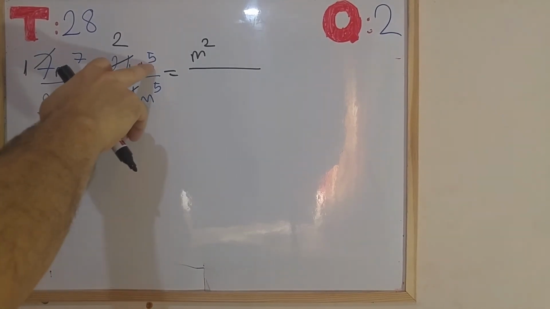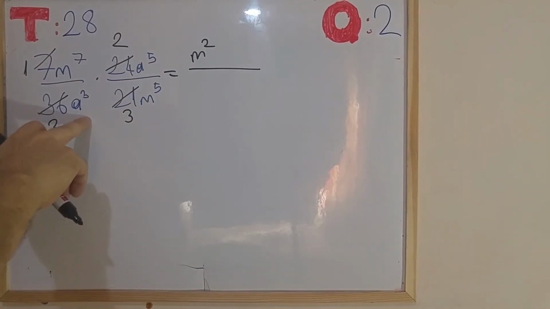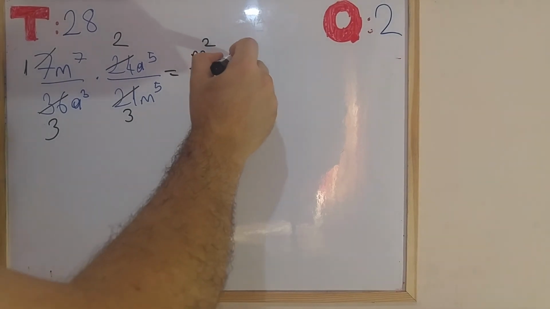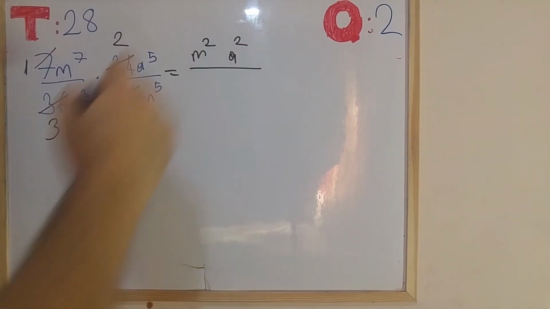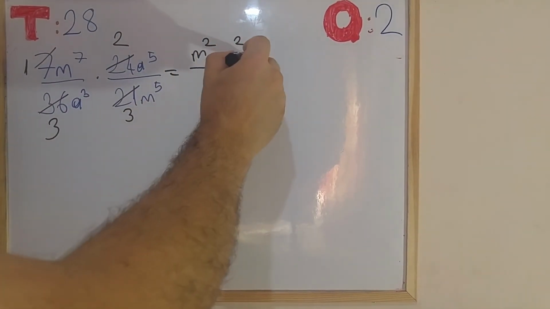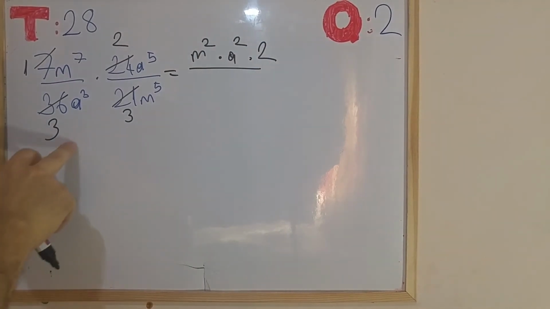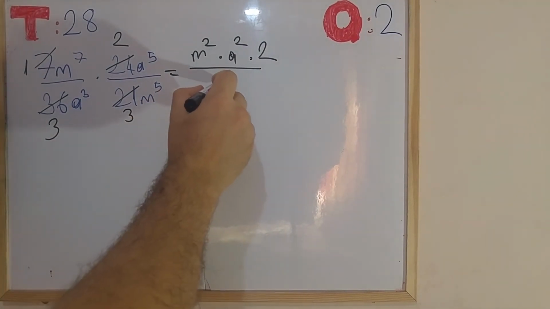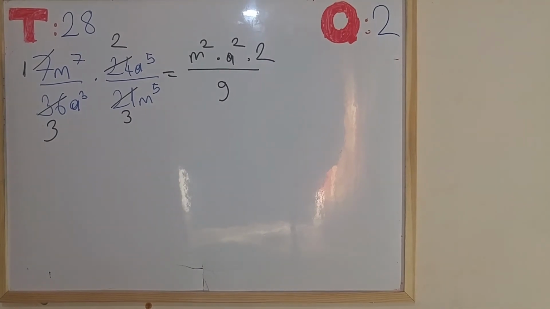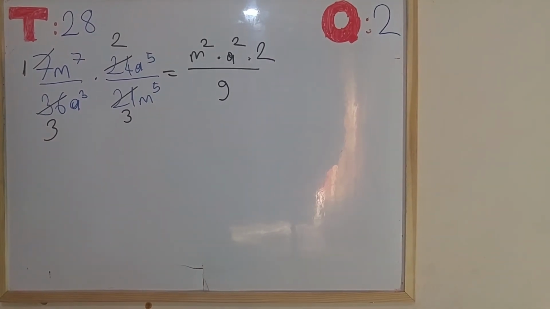And I have a to the 5 here, I have a cubed here. What I'm going to have is a squared here. And I have 2 here, do not forget that. And I have 2 3's here, which makes 9. This is the answer. 2 times m squared times a squared.